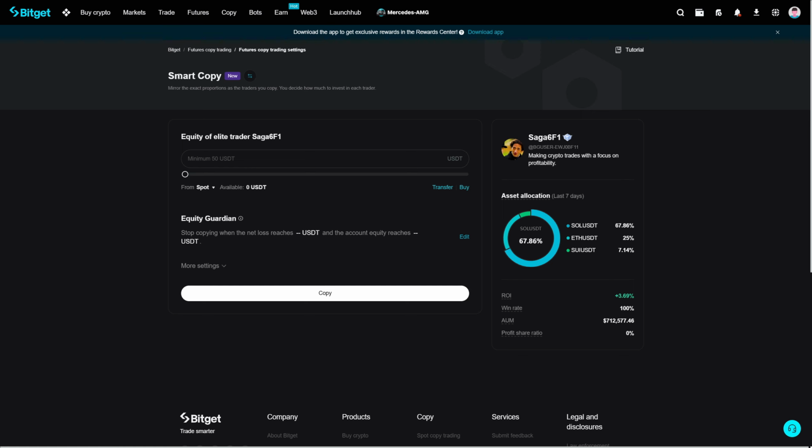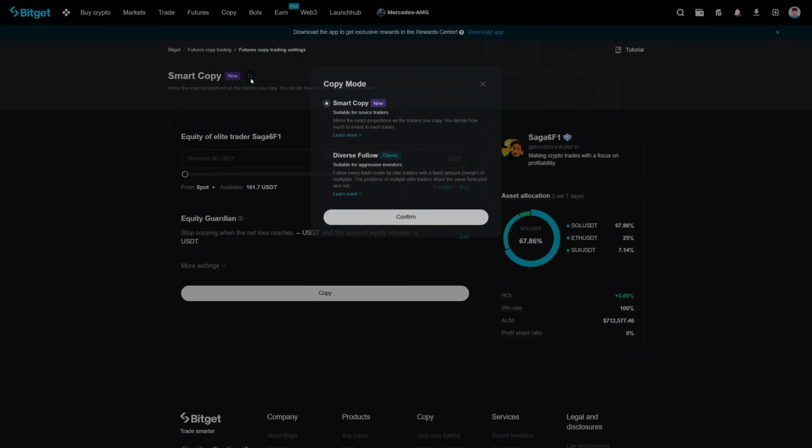There are two options. First of all, smart copy, which is what we will be using. Alternatively, you can use diverse follow. I recommend going with smart copy because this is more advanced and also more accurate, because it mirrors the exact proportions as the trader that we copy. Which means if the trader that we copy goes in with 10% of his portfolio, we also go in with 10% of our portfolio. However, if you select diverse follow, you set a fixed amount, which I don't think is really suitable for copy trading, because we want to use the same proportions as the lead trader to really have an accurate strategy that we copy.